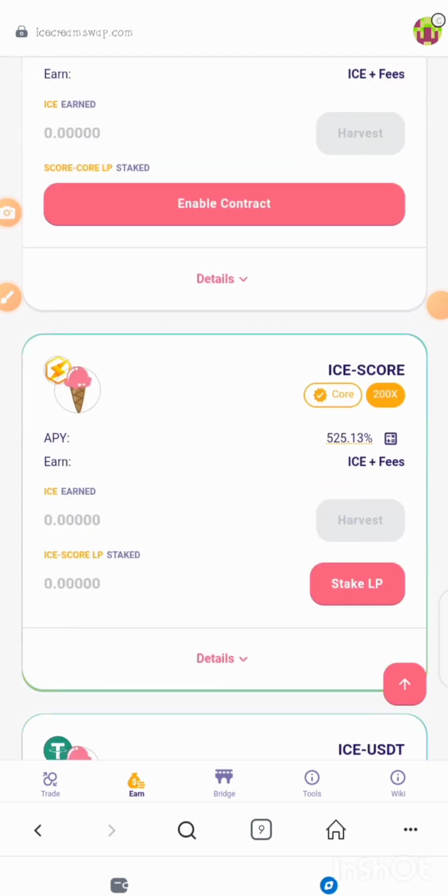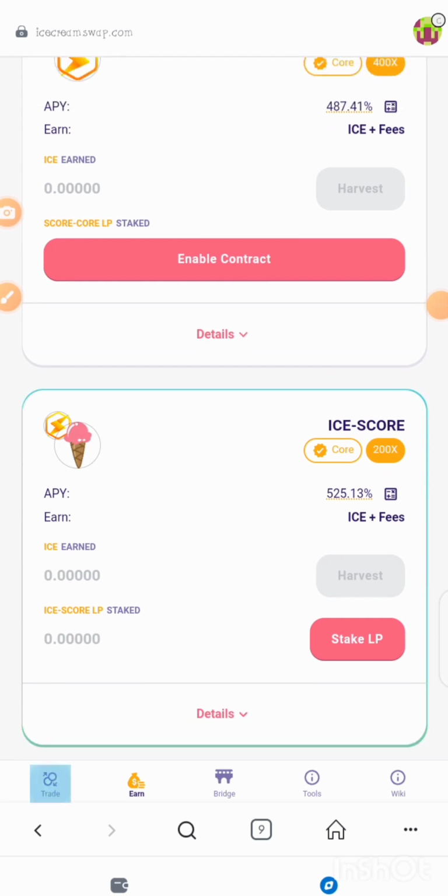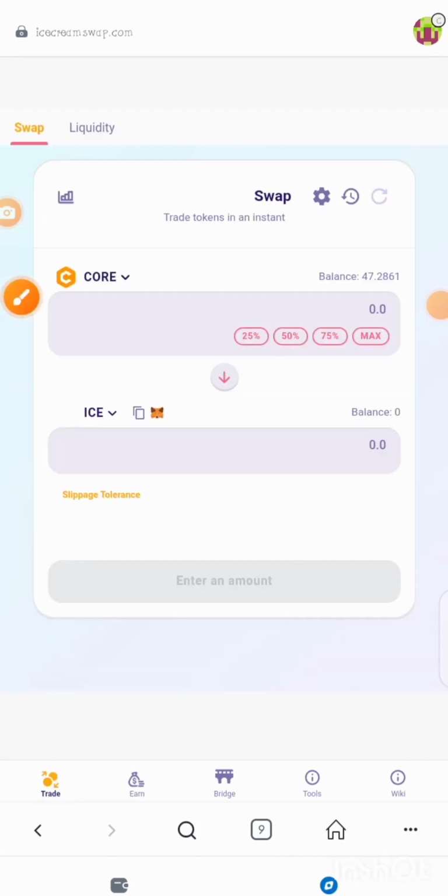Guys, remember S core is the same thing as core, the same price as core. There's no difference. It's just like when you're taking core and ice, it's still the same thing. I have already enabled this one. If you have not enabled it, you need to click on enable contract, in whichever pool you want to stake.